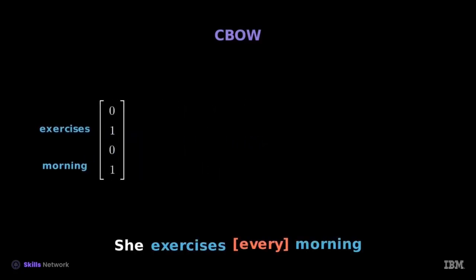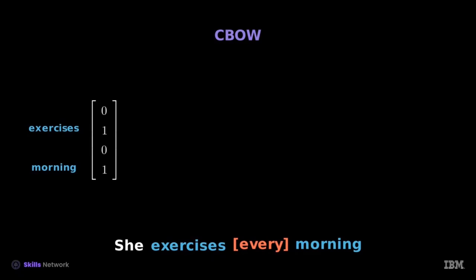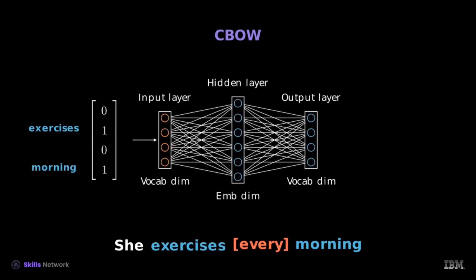Now, let's shift the context window to consider new inputs. The words exercises and morning are encoded as one-hot vectors and provided as inputs to the model. During training, your goal should be to fine-tune the model's weights so that it effectively predicts the target word every, which should correspond to the highest logit value in the output layer.